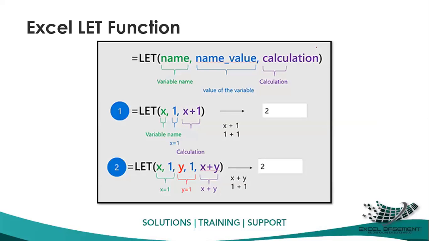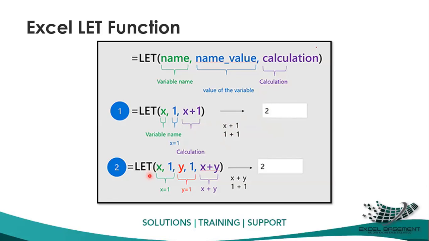So this is the example. Let's say the first example is very basic. Equals LET, first we define the name, which is x, and then the value assigned to it. We have defined the value of x as 1. In the calculation, if I perform x plus 1, it will give the answer of 2, because x has already been assigned a value of 1, and 1 plus 1 is 2.